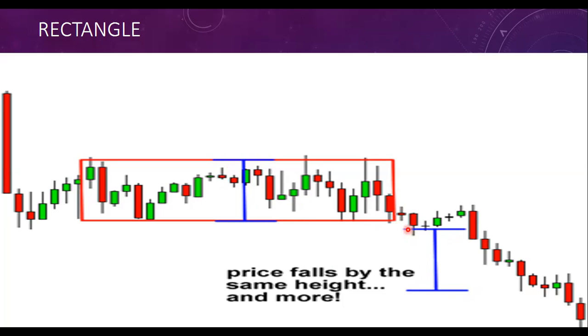Our stop loss will be inside the triangle here, for example. So in case of the retest, I will not close my trade. Okay. All right. So this is the rectangle.